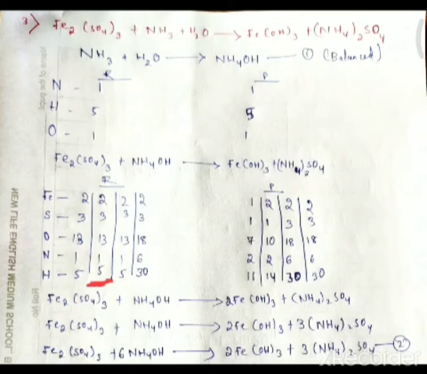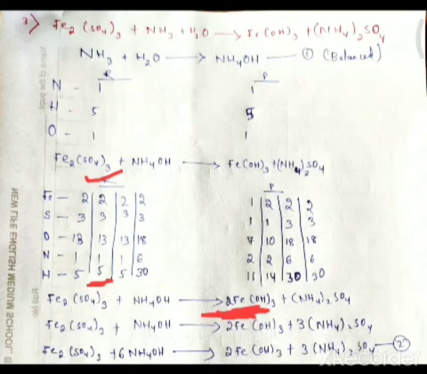we will put coefficient 2 in the product side near iron, because in the reactant side 2 iron are there. So to balance that one, we will put 2 coefficient near iron. Automatically the oxygen amount will also increase, so it will be easier to balance the other atoms also. So we have to put 2 near FeOH 3.